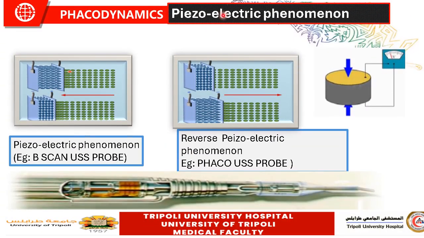What is the piezoelectrical phenomenon, or piezoelectricity? When this phenomenon was initially described, it was described when a piezoelectrical crystal is exposed to a compression, like here. This compression will create an electrical current that can be utilized or detected. And the best example for this piezoelectrical phenomenon is the ultrasound probe for the B-scan.